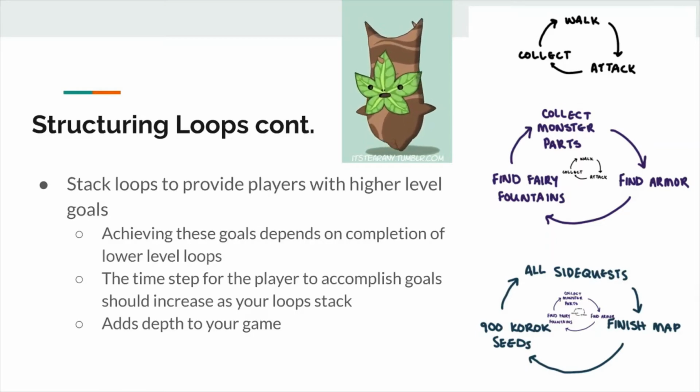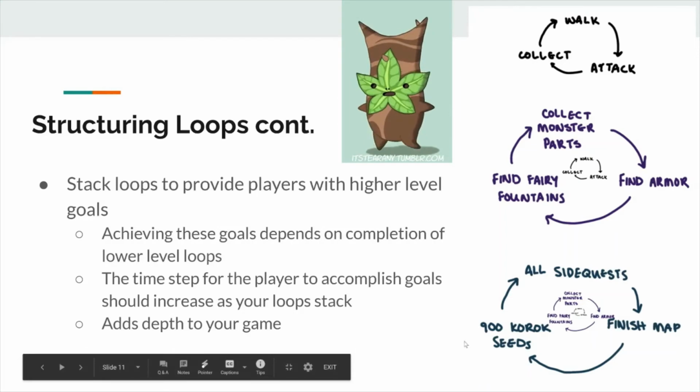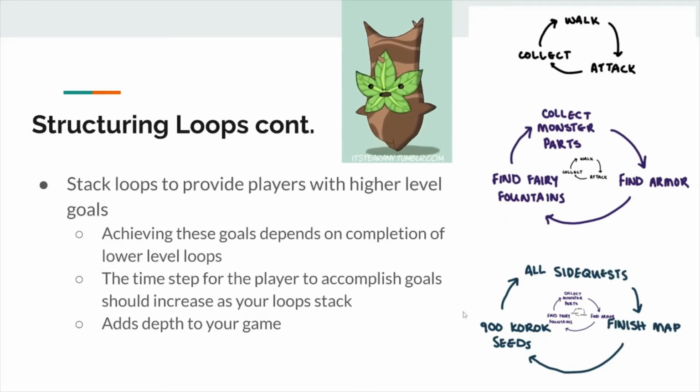So notice that the core loop of the game has a minute-to-minute timescale. The secondary loop has an hour-to-hour timescale, and the tertiary loop might take quite a few days or even weeks to complete. This helps keep the player engaged for longer.